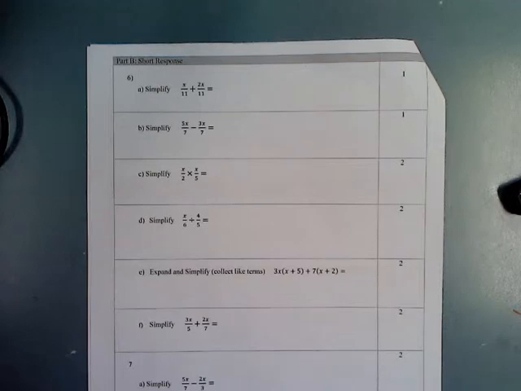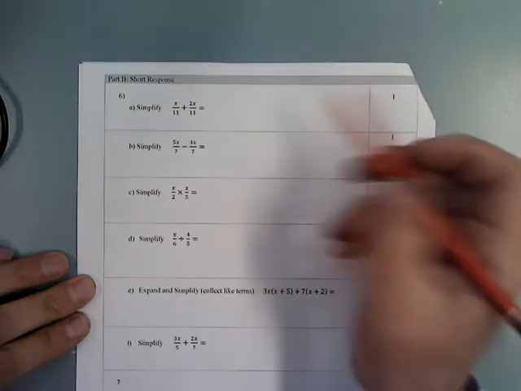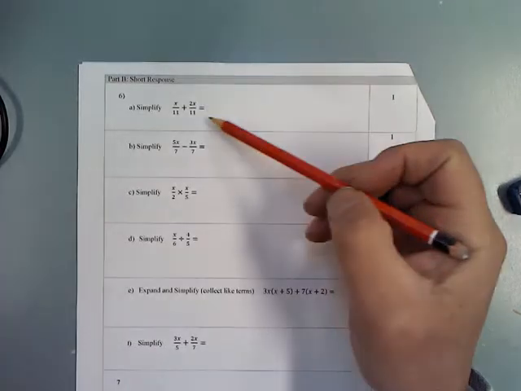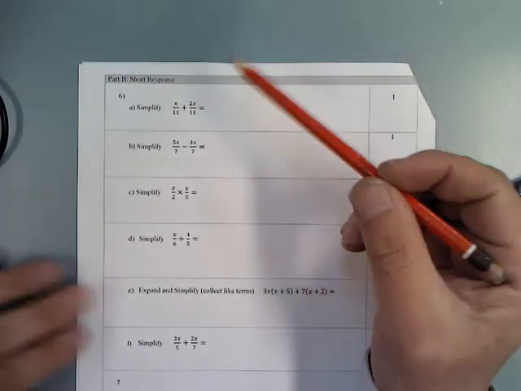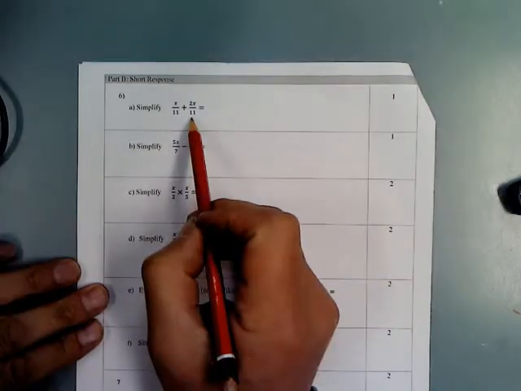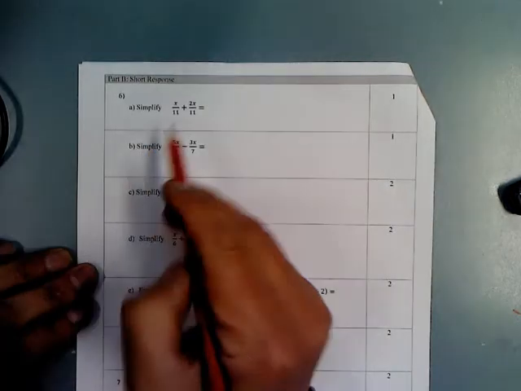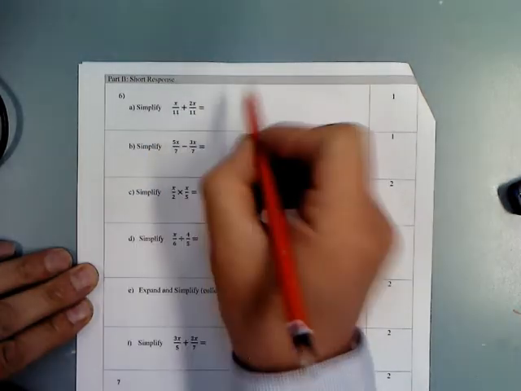Practice exam. Question 6a is basically asking us to add x over 11 plus 2x over 11. Because the denominators are both the same, we can simply add the two numerators together. So x plus 2x equals 3x over 11. So that is the answer.